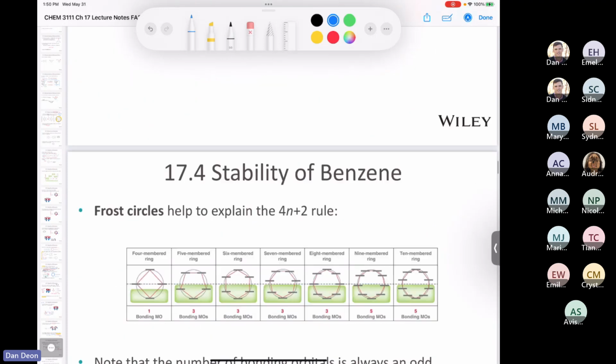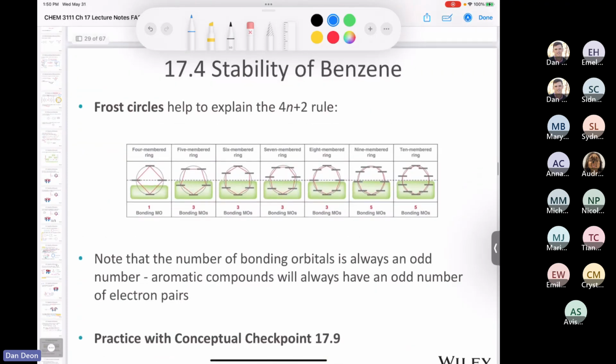Let's move on. Frost circles help us to explain the 4n plus 2 rule. So if we have 4n plus 2, with n equal to 0, 1, 2, 3, 4, let's just rehash this. We've already done it today. If n is equal to 0, we have 2. If it's 1, we have 6, then we have 10, then 14, then 18.